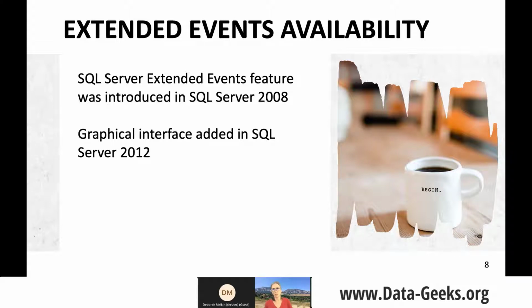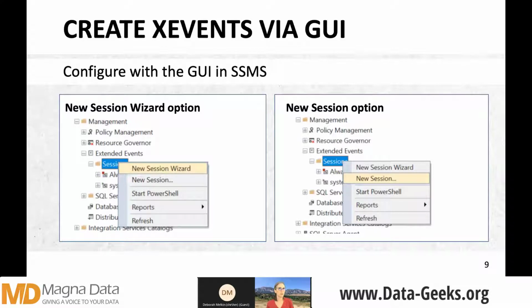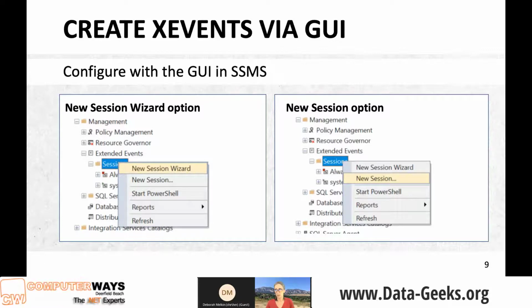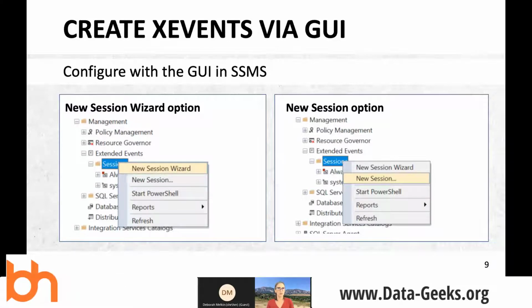Extended Events was first available in 2008, but a graphical interface was added in 2012, which makes it a lot easier to set things up. You can do one of two ways in the GUI. Under Management, there's Extended Events, so you can create a session by right-clicking. If you choose New Session Wizard, it'll walk you through. If you're not sure how you want to do it, or you don't really know how to use X Events, the wizard is much easier. Then, if you're a little more comfortable, New Session pops up a dialog box, and you just fill out the bits and pieces you need there.